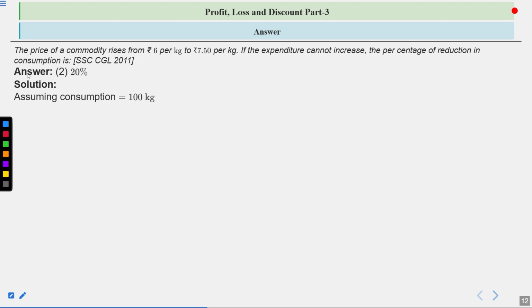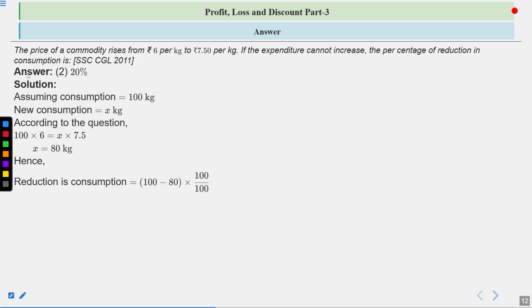So assume consumption is 100 kg. The new consumption is x kg. Now according to the question, 100 into 6 is equal to x into 7.5, because the expenditure is constant. Expenditure cannot increase. So we get the value of x, which is 80 kg. Now the reduction in consumption will become, because before the consumption was 100 kg and now it is 80 kg, 100 minus 80, which is 20.